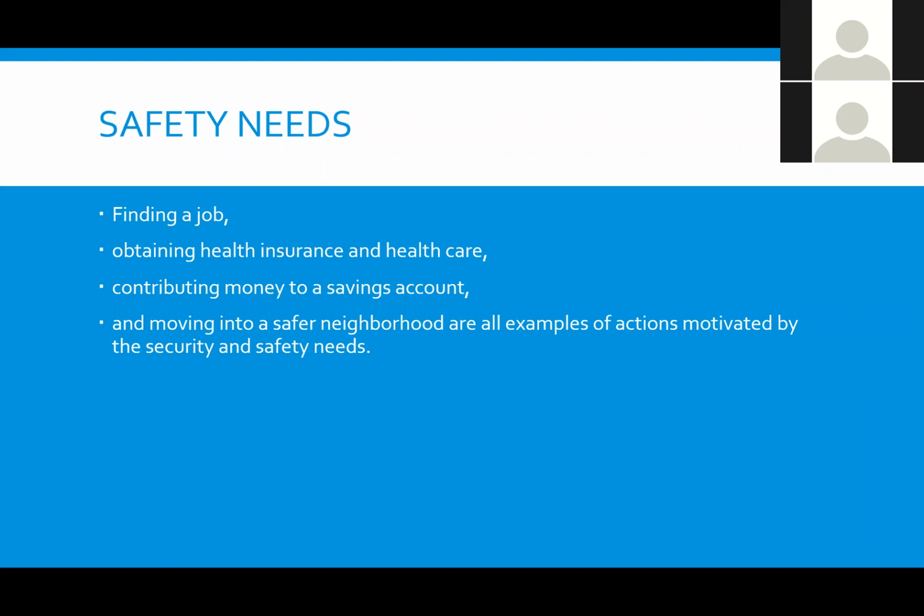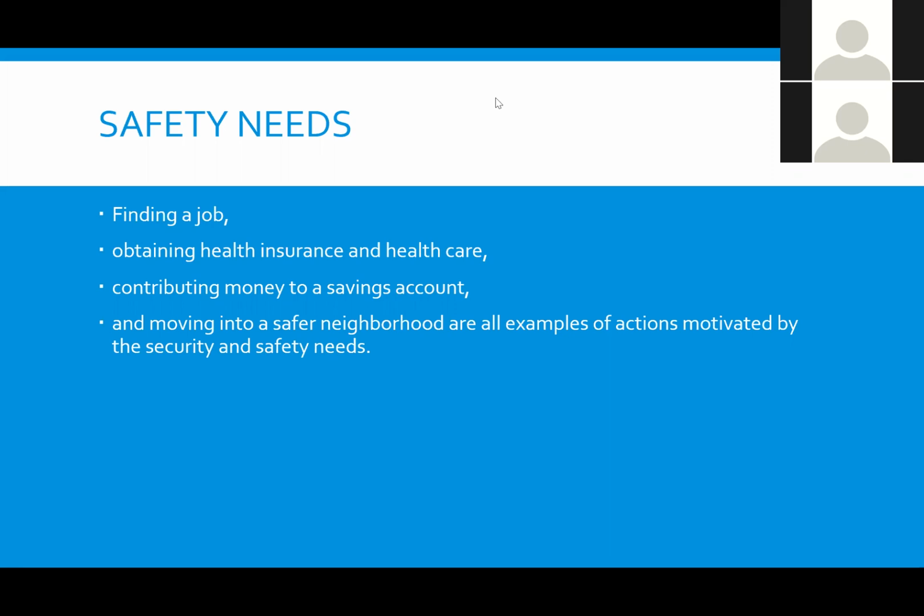Obtaining health insurance and health care is part of it. Contributing money to a savings account. Ask yourself, if you get money and you eat all the money, what happens to you? So as a way of security, you want to have some savings somewhere. These are part of our safety needs. And the other one here is what? Moving into a safer neighborhood.